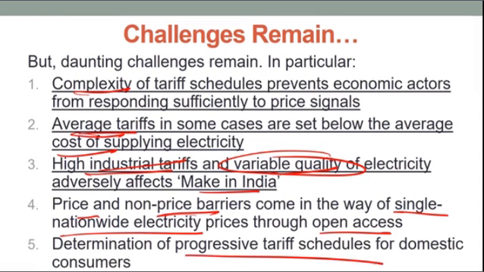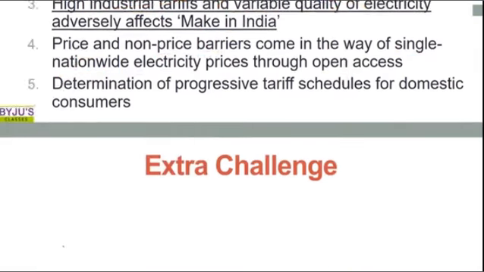Progressive tariff schedule for domestic consumers, we have to somehow move towards that. As of now, it's not progressive. That is another challenge. So these are challenges the Economic Survey tries to address.